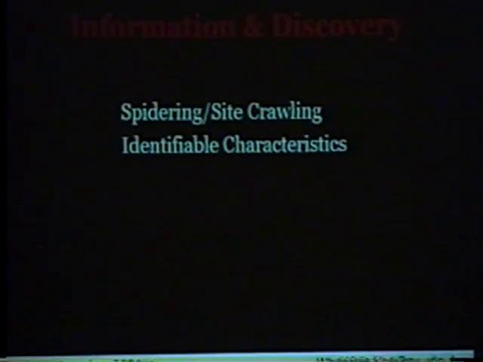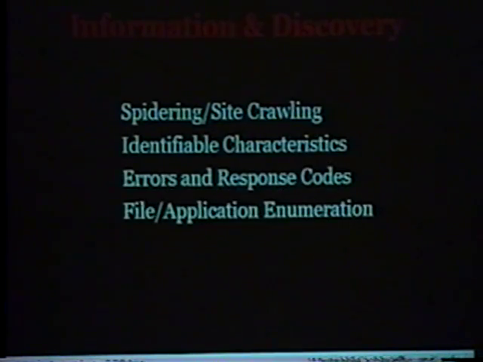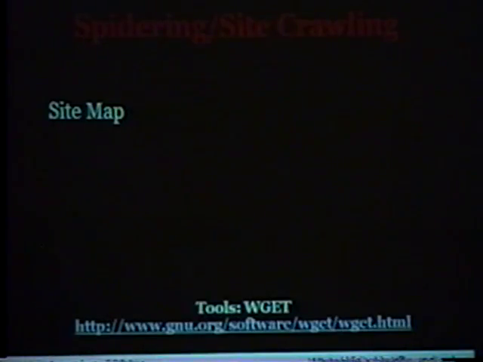Identifiable characteristics, followed by errors and response codes, file application enumeration, and network reconnaissance. So to go over and further define spidering and site crawling and what it gets you, it's important to understand what the web application is doing. To be able to manipulate the processes, to manipulate the underlying platform, you have to know everything about everything that it's doing. And a good sitemap, a good crawl will help a lot in doing that.